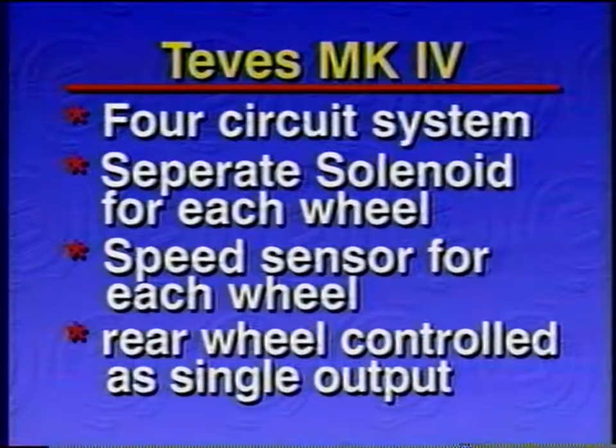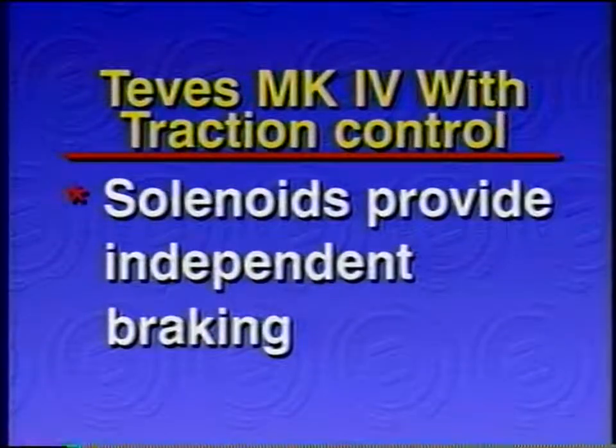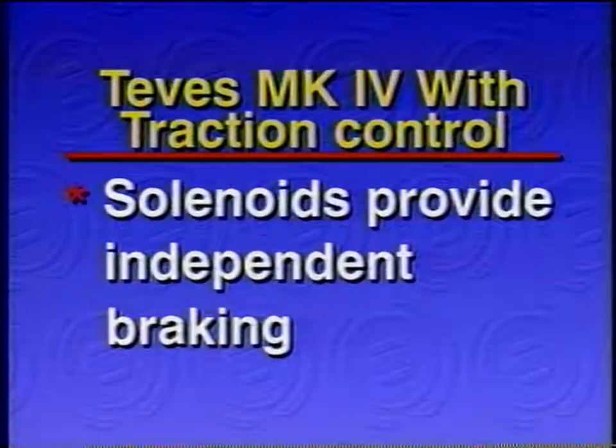Although there is a separate solenoid for each wheel in its hydraulic modulator assembly and an individual speed sensor for each wheel, both rear wheels are controlled during ABS braking as a single output with separate feed lines. On applications where traction control is offered, the solenoids can be used to provide independent braking for either rear wheel. Let's now look at the components in the Teves Mark IV system.